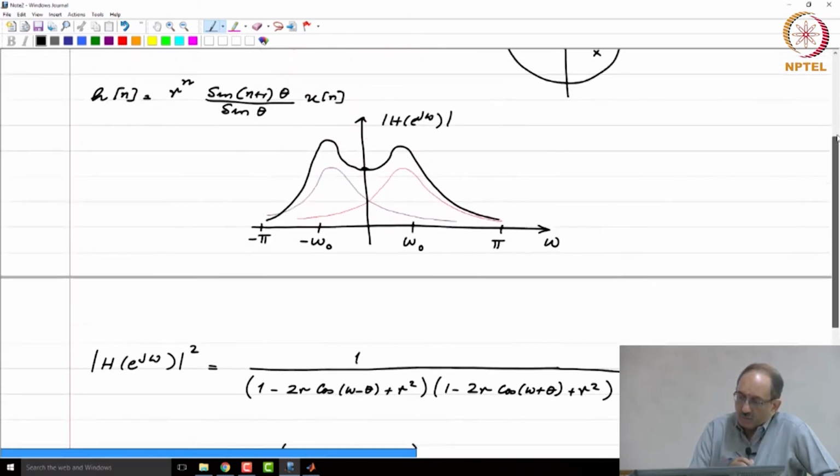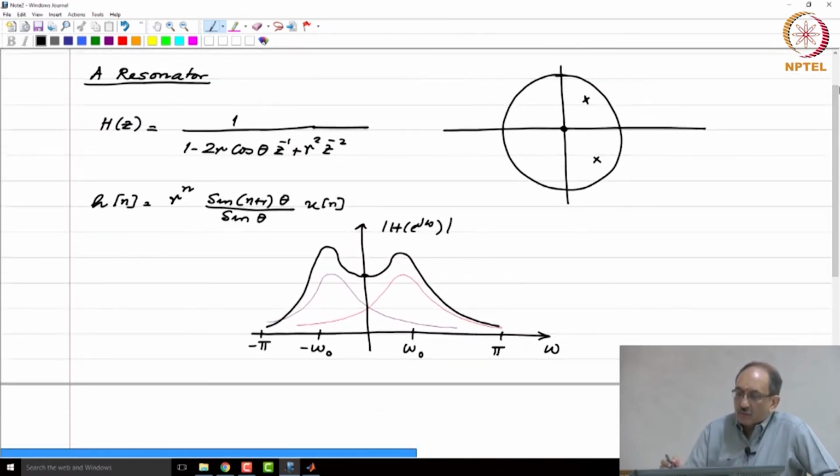You can plot the frequency response assuming these values of r and theta, and then if you plot magnitude frequency response and then locate the peak, you will find that the peak will not be at 0.05, where 0.05 is the normalized frequency. Here I am talking about omega by 2 pi scale.